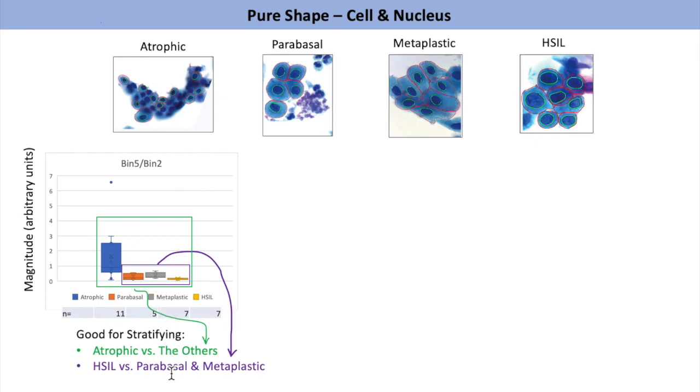And here we can see that this index separates the atrophic category from all the others very well, atrophic here being blue. And this index also does a good job of separating the HSIL lesions from the parabasal and metaplastic lesions, as seen in this purple box.